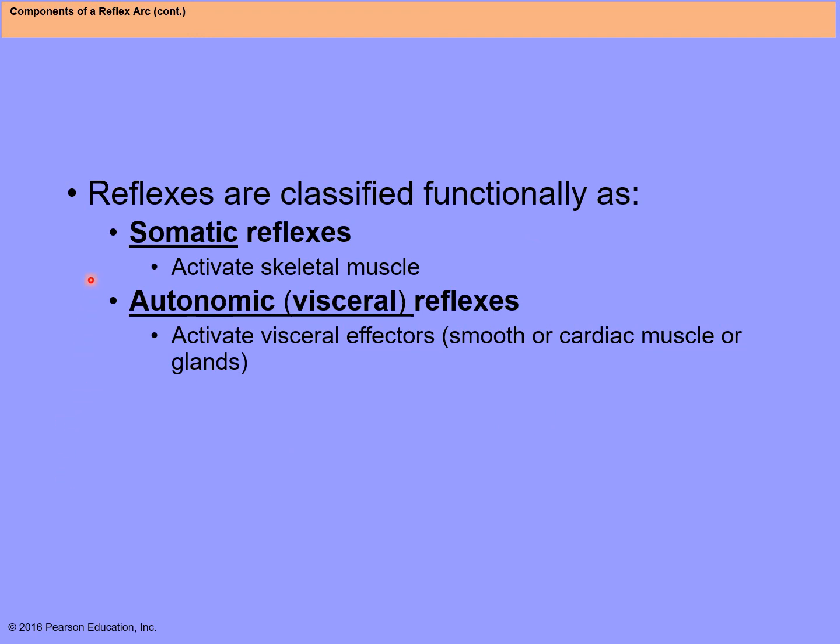Reflexes are classified by function: a somatic reflex activates the skeletal muscle, and an autonomic or visceral reflex activates smooth muscle and glands. It can have some effect on cardiac muscle. Now, when we study the heart, you'll find that you have pacemaker cells controlling the rate at which the heart is contracting and the fact that it is contracting. You can make some adjustments to the heart rate with certain reflexes.